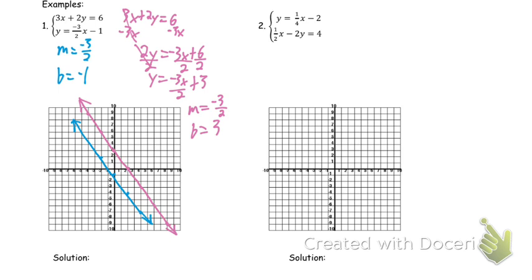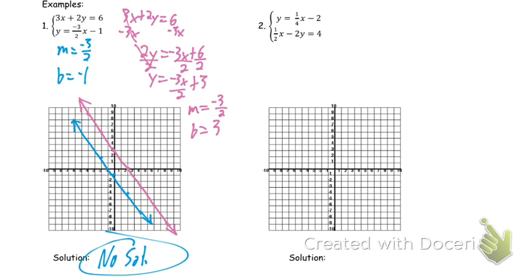Yeah. So should we potentially know they're parallel even before we graph them? Yeah, you could look and say, oh, negative 3 over 2 and negative 3 over 2, those are the same. So what's our solution? There's no solution. Right. Our solution is wherever they intersect, and they don't. Okay?